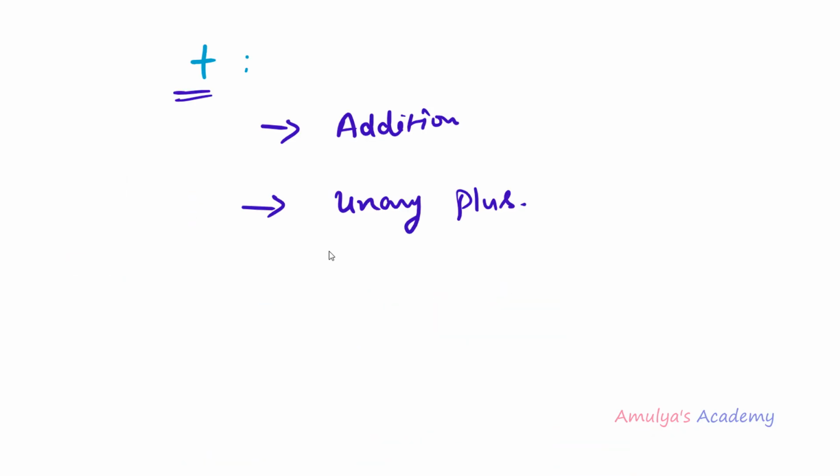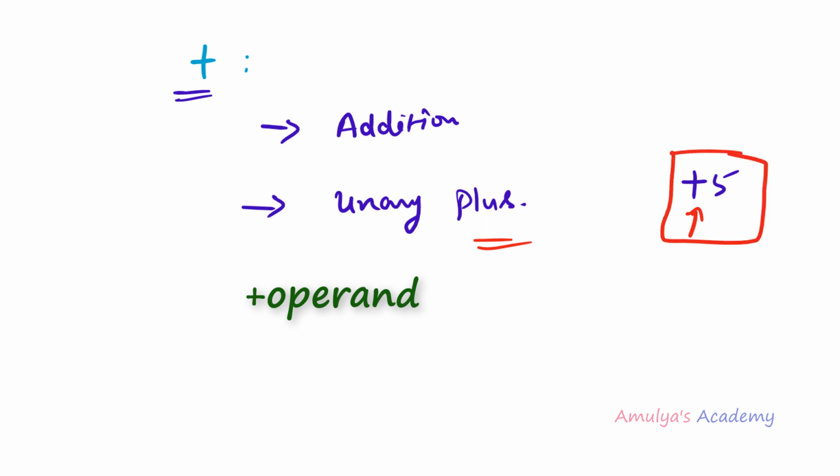Next we can use this plus operator as unary plus also. We can use this plus operator as the sign of the value or variable. Like this we can mention plus 5. This is called unary plus because we are using only one operand with this operator. If you use only one operand with the operator, then that is called a unary operator. Here we are using plus with a single operand, that's why it is called unary plus. And we can use this plus as the sign of the value or variable. So when I use plus, it won't have any effect on the operand. It will return the same value.